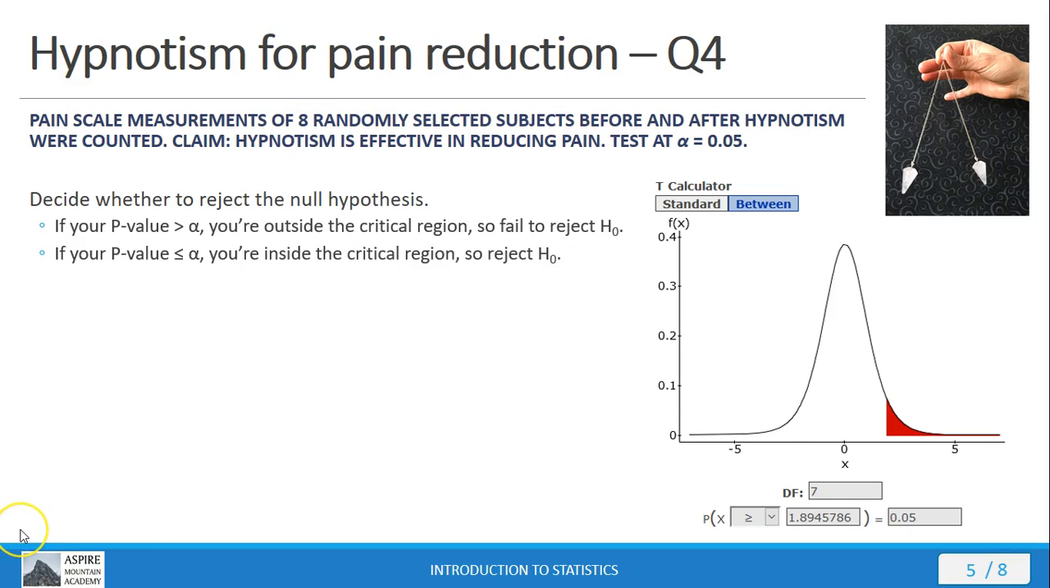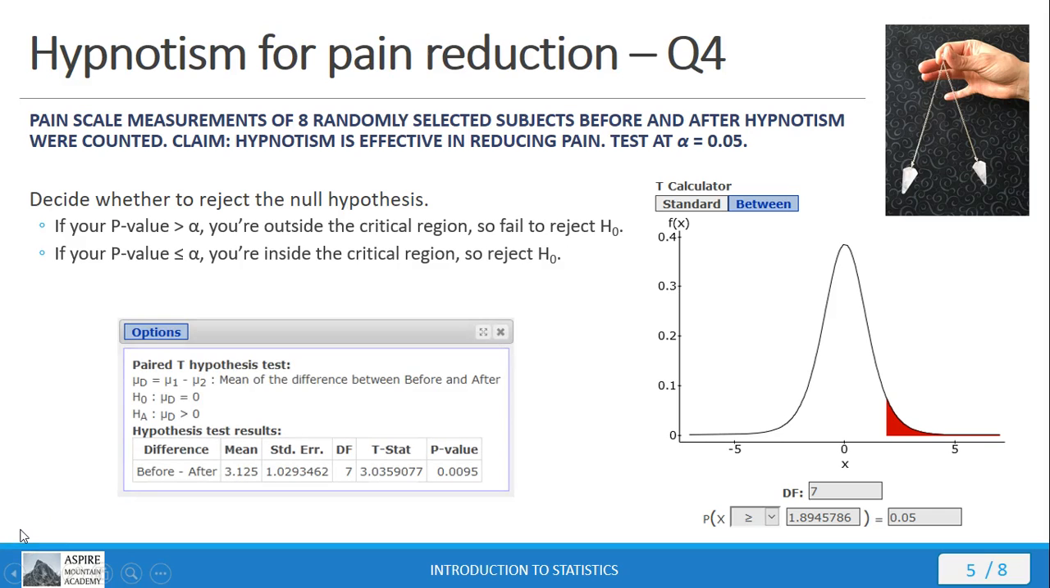To evaluate whether we're inside or outside our region of rejection, we could go back to our results window and look at the p-value. If we look at the p-value, we're comparing it with the area. And so 0.0095 is going to fit nicely inside 0.05. Therefore, we're inside the region of rejection, and we reject the null hypothesis.